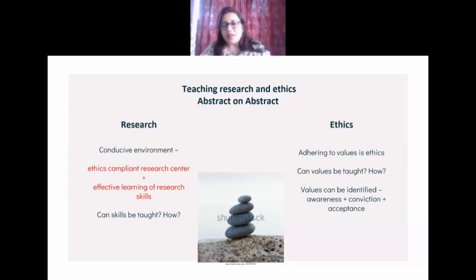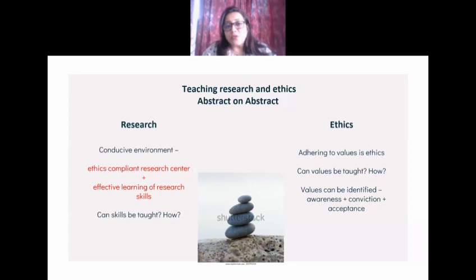On the other hand, along with research comes the very valuable aspect, the stone upon the stone, that is ethics. Very precarious, because ethics by itself is very difficult to, like sweetness, cannot tell a person how it is unless you taste it. Many a time everybody knows about it, but all aspects of it in its finest detail we may not be knowing about. So therefore, creating awareness, identifying the values can be done at our level.